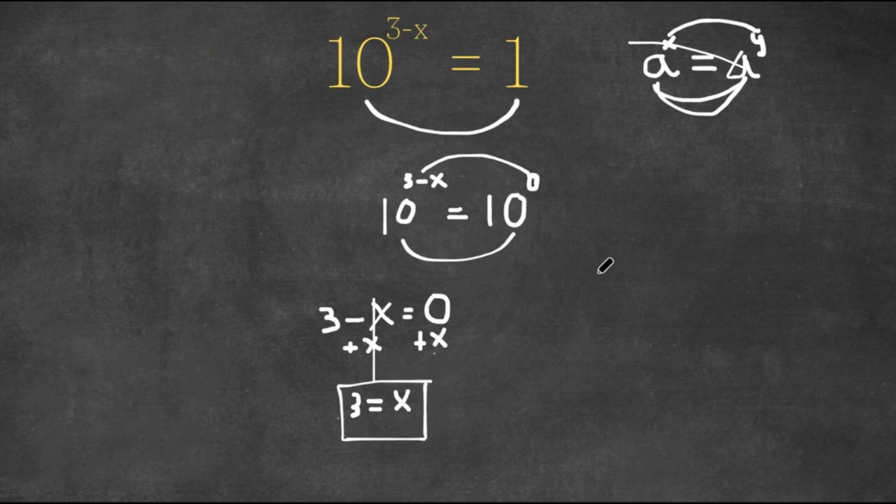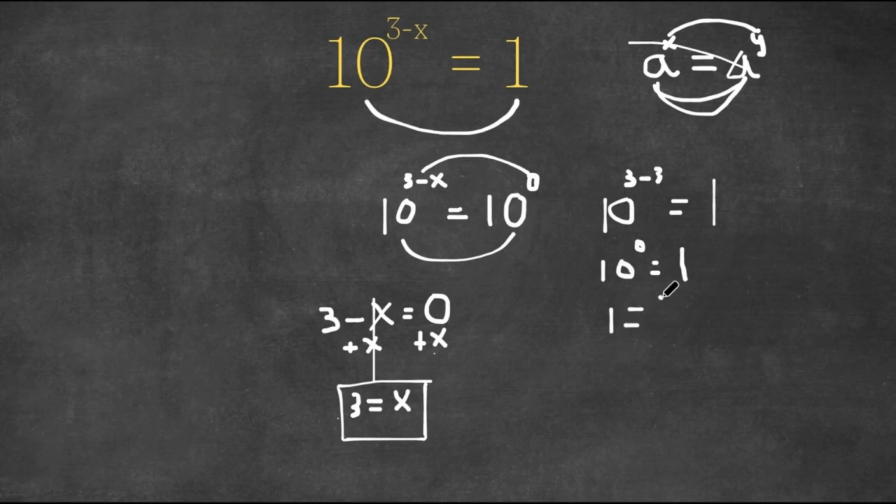Now why don't we go ahead and plug it in to our equation. This gives us 10 to the power of 3 minus 3, which is 10 to the power of 0, equals 1. And remember, anything to the power of 0 equals 1, so 10 to the power of 0 equals 1. So we have 1 equals 1, and this is right, meaning our answer of x equals 3 is right.